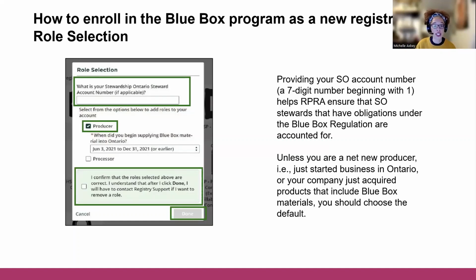And then the question is, when did you begin supplying Blue Box materials into Ontario? Unless you are a net new producer, you should just choose the default, which is June 3rd, 2021 to December 31st, 2021 or earlier. It seems like an arbitrary date to put in, June 3rd, 2021, but that's the date that the regulation started. And that's the date when your obligation began to meet the obligations within the regulation.